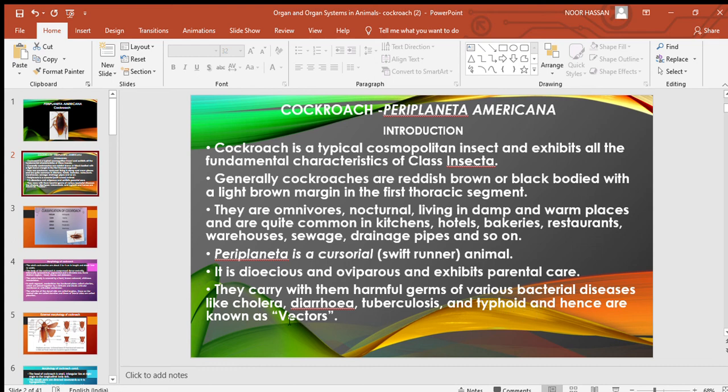A vector is an animal that can carry pathogens or germs so that they spread them to other animals. Vectors themselves are not affected or infected, but they carry these disease causing germs, and they spread the diseases to other animals. They can infect other animals, but they themselves are not infected. So such animals are called vectors.